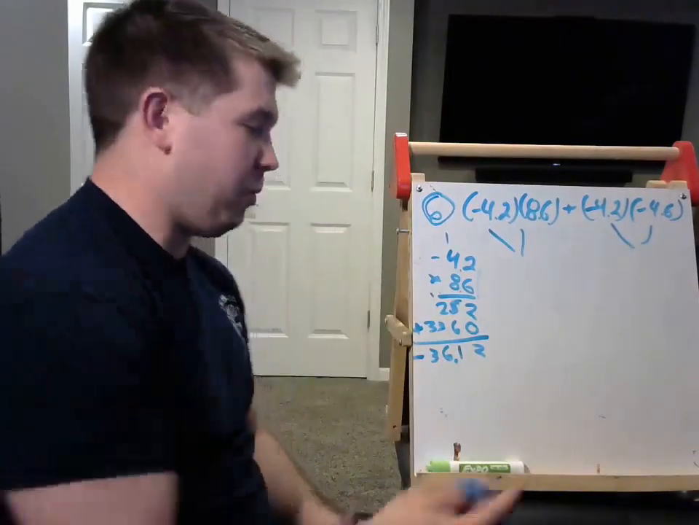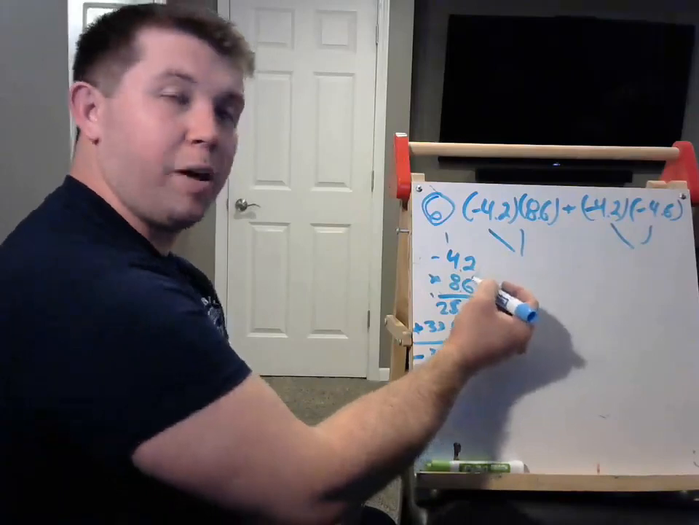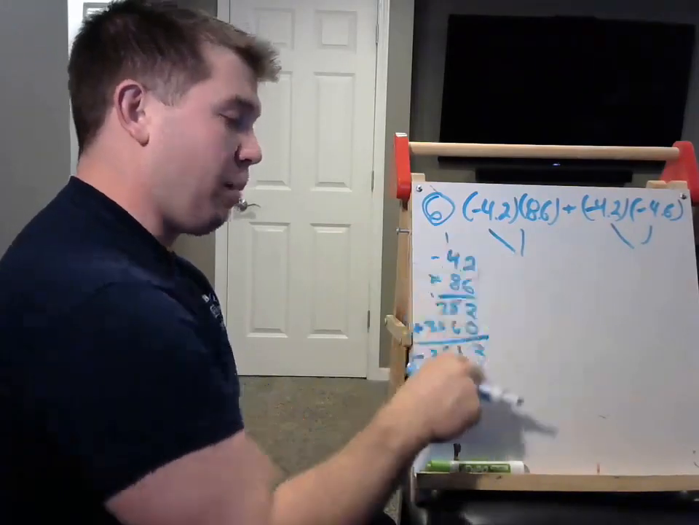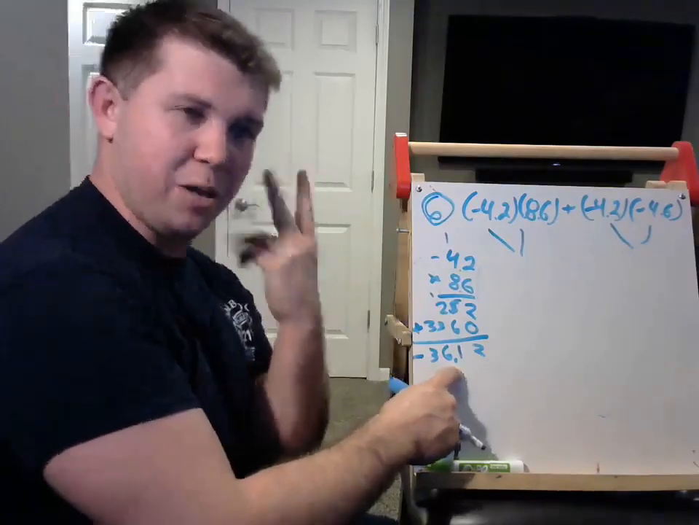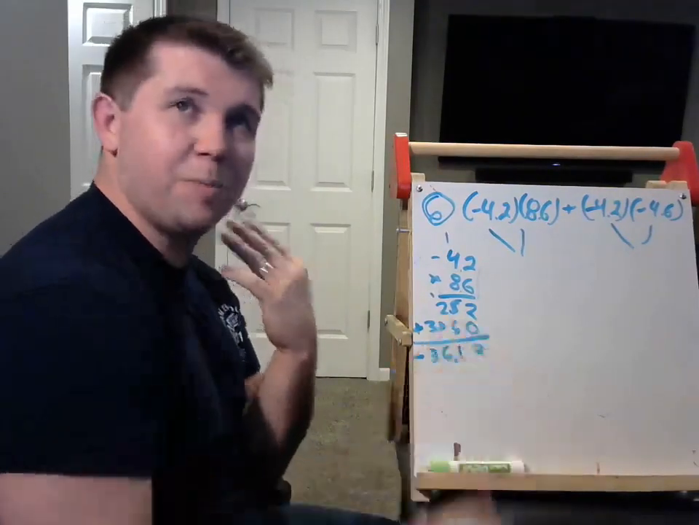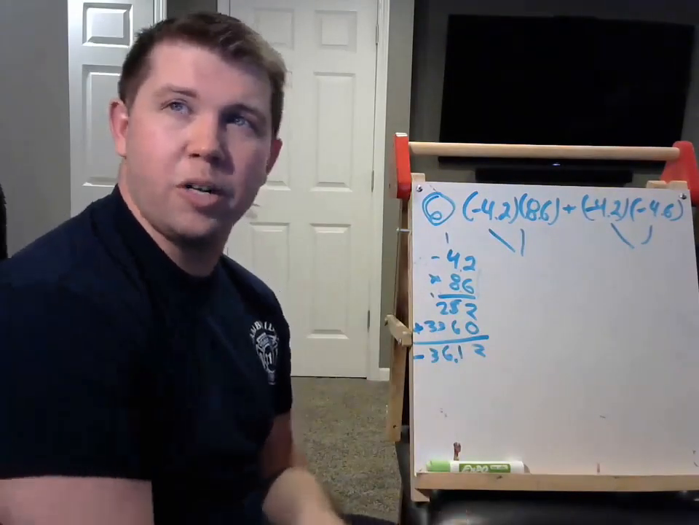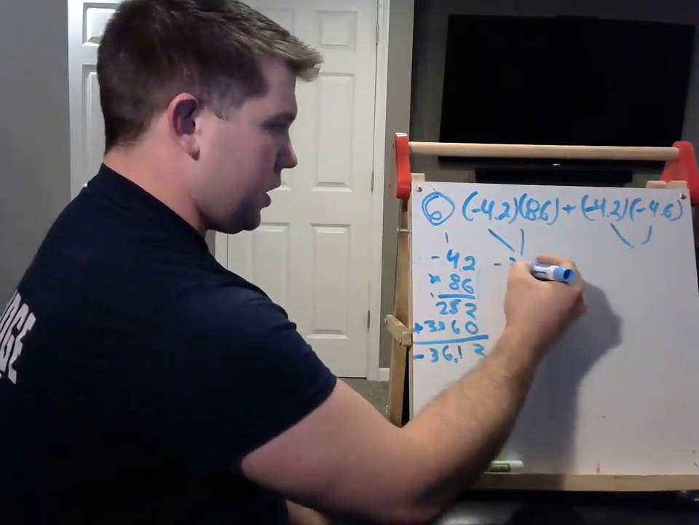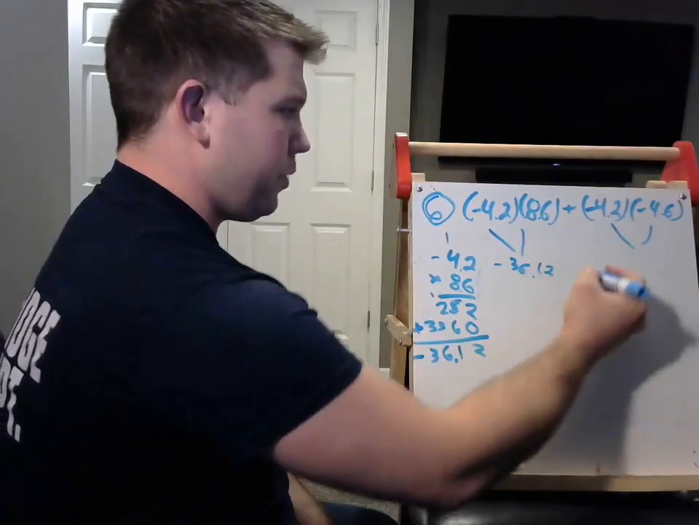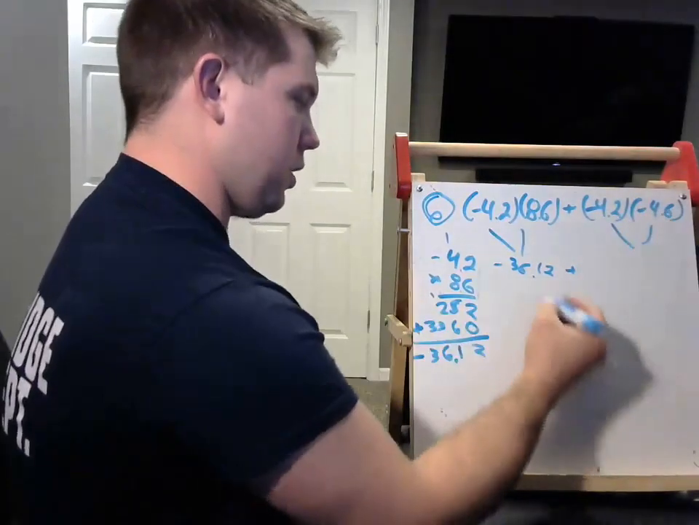How do you know where to put the decimal? That's because I had 2 digits that I was multiplying that were behind the decimal, so I put 2 digits behind the decimal. It's just a little trick I learned. I forget exactly what the mathematical reason is, but if it's something we want to go over, I can go into a little more detail. Anyway, now I have this answer, a negative 36.12, and I'm adding that to whatever the product here is going to be.